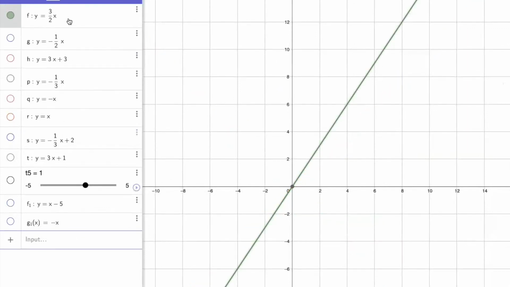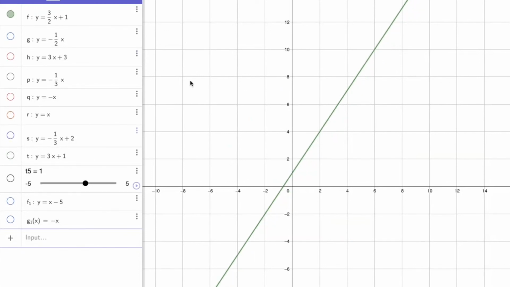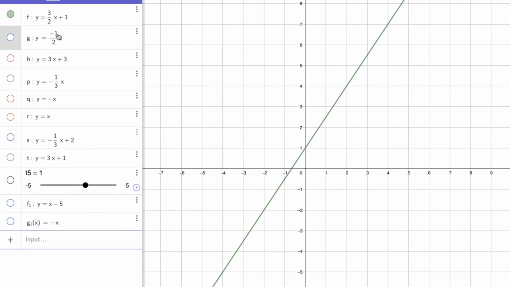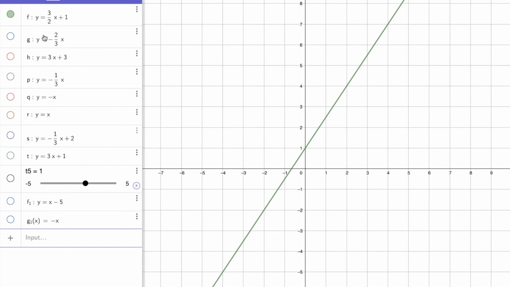So this is the line with slope 3 over 2. It doesn't matter if I add 1, it goes up. The slope-intercept changes, but still it's the same slope. This line has a slope of 3 over 2. And I'm going to do negative 2 over 3. This line, can you see it? Here it is. Can you see they are perpendicular? So these two lines are perpendicular because their slopes are reciprocal and opposite.